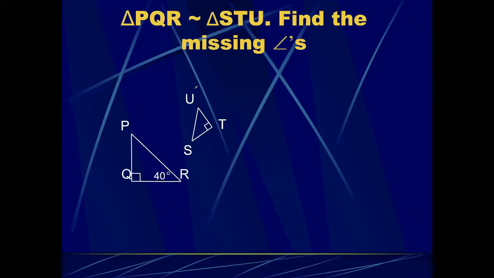This one is telling us the 2 triangles are similar. Triangle PQR is similar to triangle STU, and this does tell us that these line up, so P will go along with S, angle Q with angle T, and angle R will go with angle U. So since they're similar, we should be able to find the missing angles. Well, R is congruent to U, so angle U has to be 40 degrees. And we know these angles have to add up to 180, so this one has to be 50, as well as angle P has to be 50.